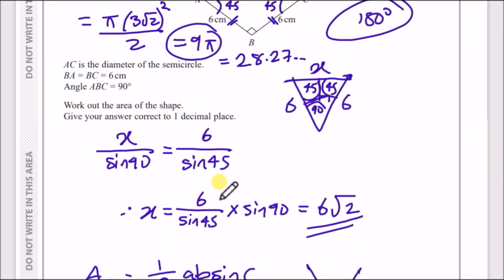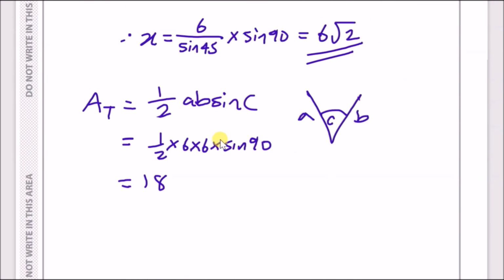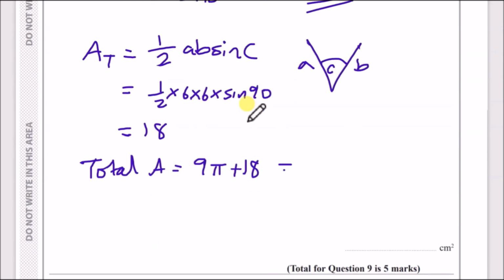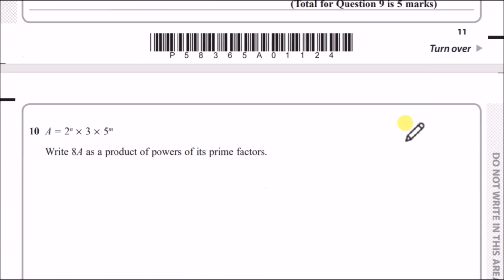So guys, our total area is therefore 9 pi plus 18. So total area is 9 pi plus 18, and that should give us, to one decimal place, 46.3. And yeah, guys, you're literally done. That's number 9 covered. All right, moving on to number 10.